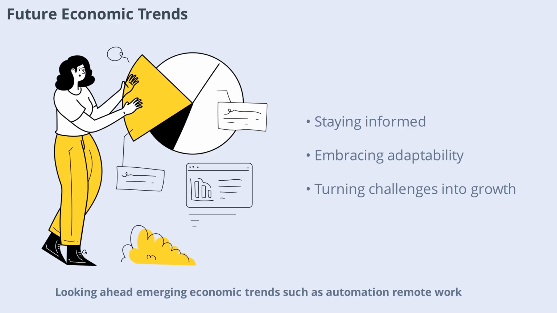Looking ahead, emerging economic trends such as automation, remote work, and sustainability will continue to shape change management. Organizations that stay informed and adaptable will be better positioned to succeed. By embracing change management as an ongoing process, companies can turn economic challenges into opportunities for growth.